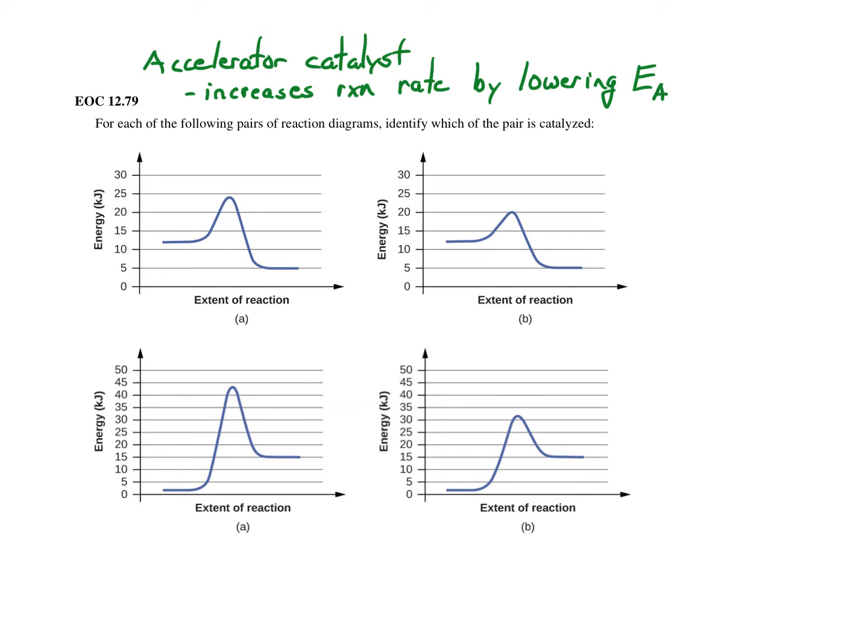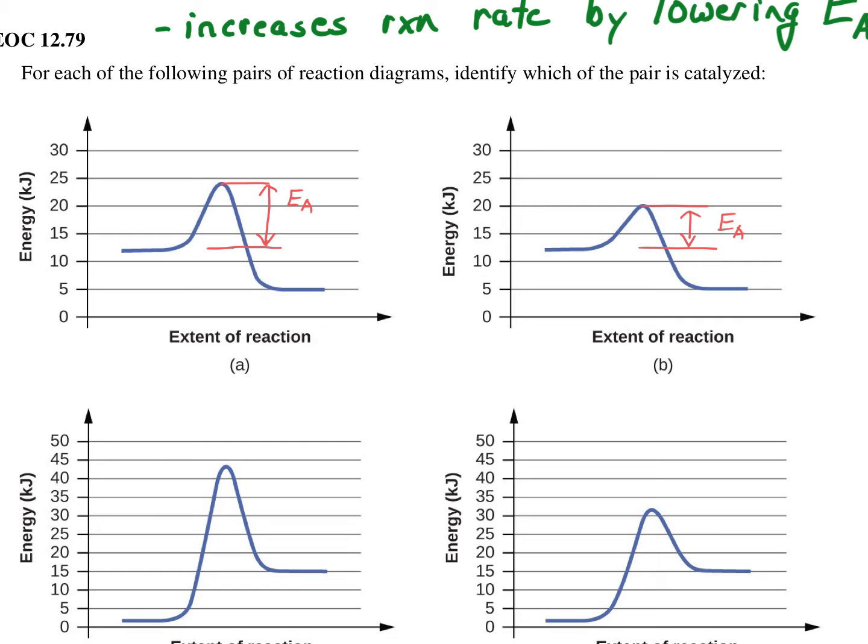We're looking at some reaction coordinate diagrams and interpreting the effect of an accelerator catalyst. An accelerator catalyst increases the reaction rate by lowering the activation energy barrier. The activation energy is the energy between the reactants and the top of this hill, the energy required to go from the products to some form of an activated state or an intermediate complex.